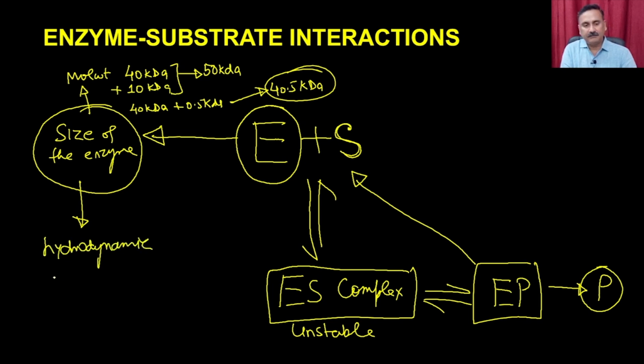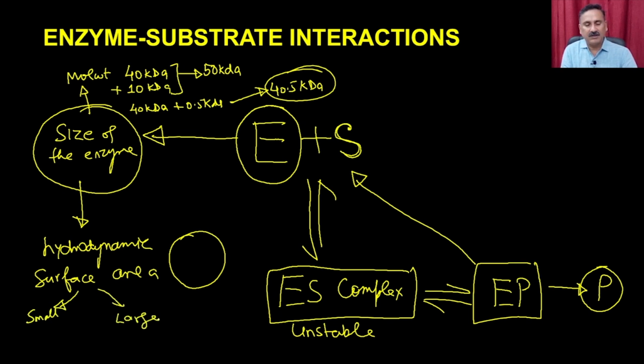Size is also going to change in terms of the hydrodynamic surface area. It can change the hydrodynamic surface area; it can make it small or it can make it large. So it can make the enzyme a little unfolded, or it can make the enzyme more compact. So the first modification is that it can increase the size of the protein, so it can increase the molecular weight. It can also change the hydrodynamic surface area.